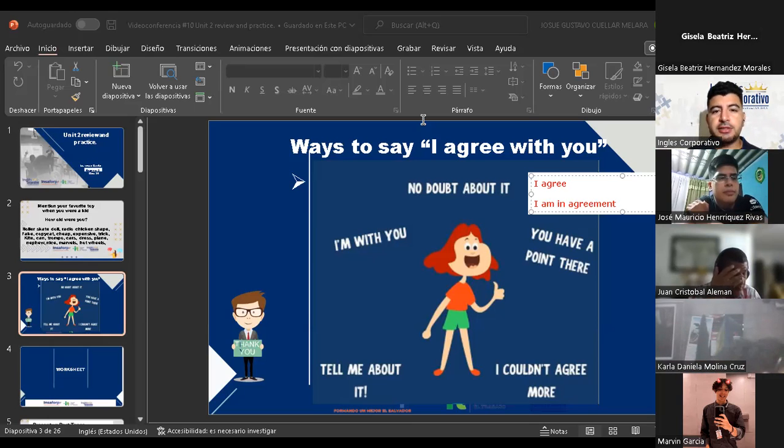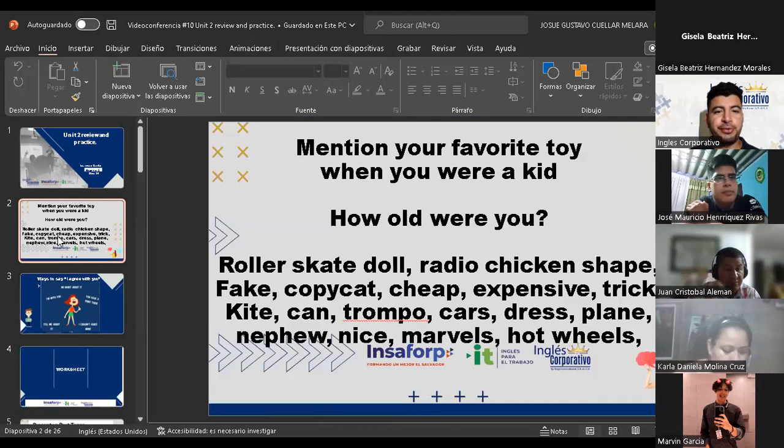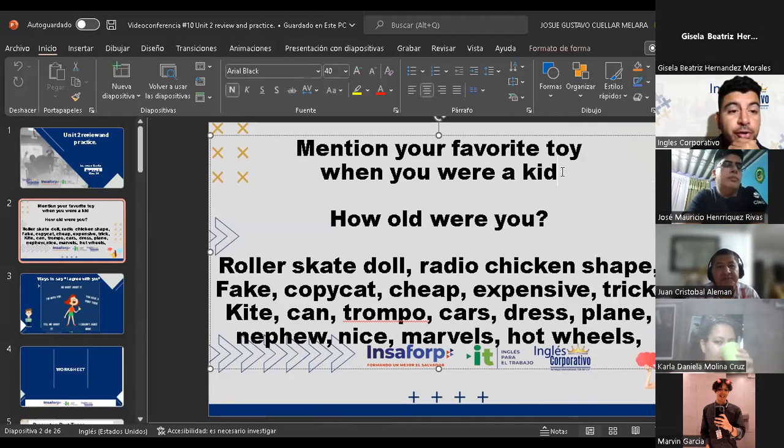Okay, let's move to another part. Mention your favorite toy when you were a kid, okay? Mention your favorite toys, okay? My favorite toy was. That is the answer, okay?